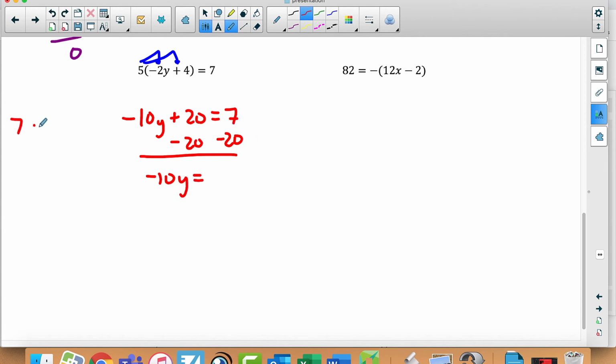If you have trouble with that, 7 take away 20, you could always add the opposite. What do you have more of, positives or negatives? Definitely negatives. You have 20 of them, so it's more of those. And how much more is 20 than 7? It's 13 more.